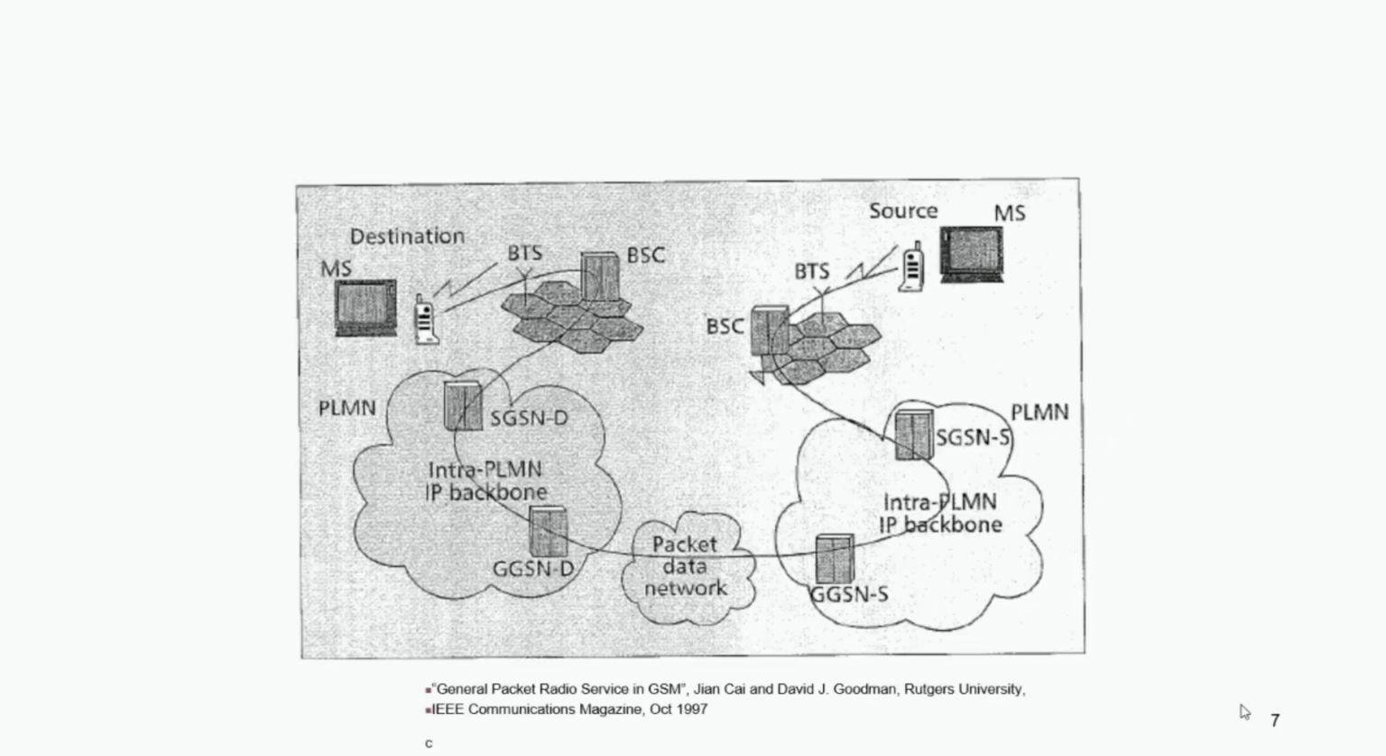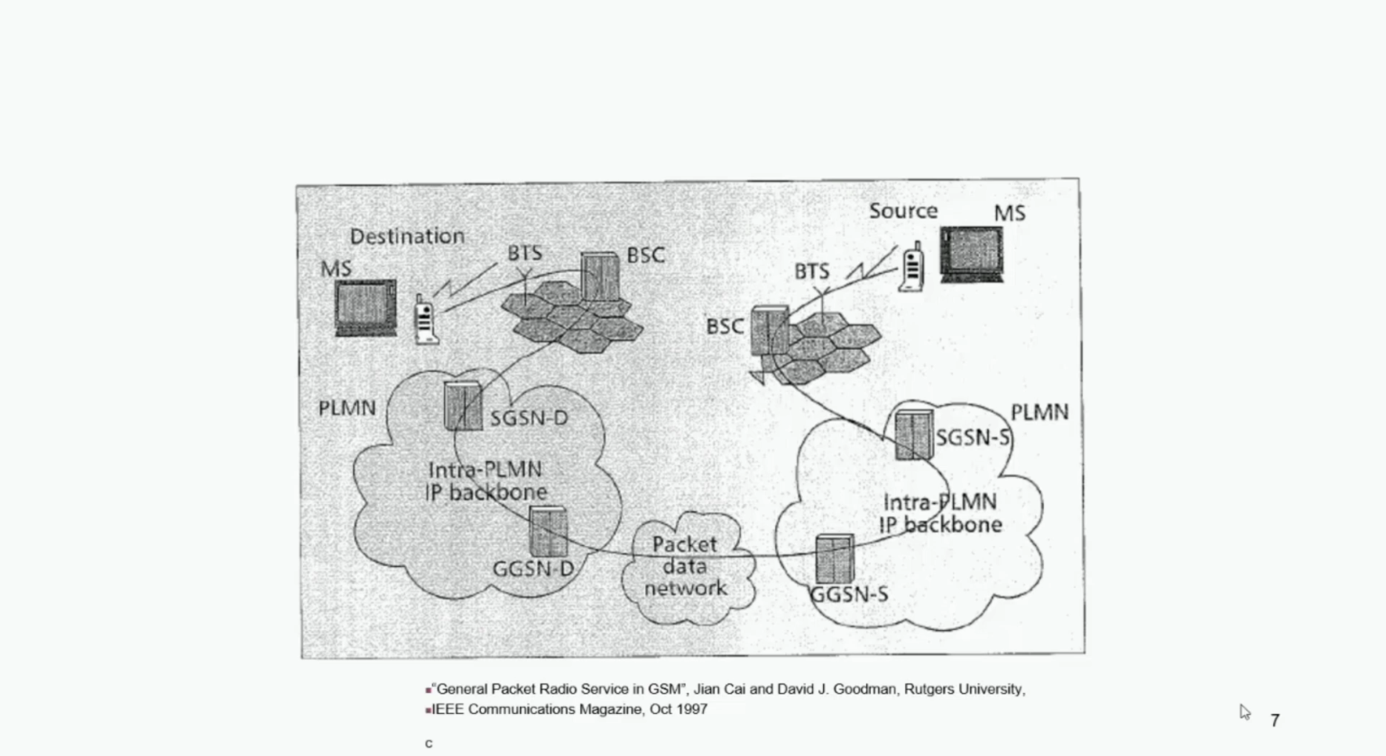You can see in this slide there are two mobile stations. One is the source mobile station and the other is the destination. First of all, the source mobile station establishes a connection with the BTS and accesses the channel on which the MS wants to do transmission. And once the channel is allocated, the BTS makes a connection with the BSC. Then the BSC sends data to the SGSN. Then this SGSN sends data to the GGSN in its PLMN on an IP backbone network.